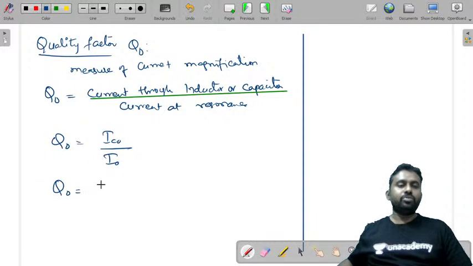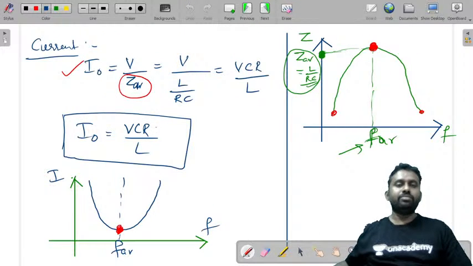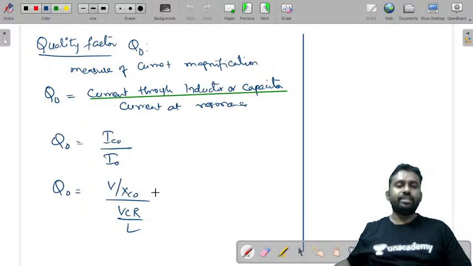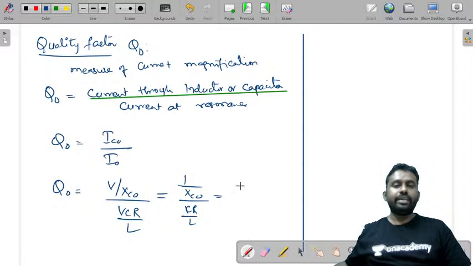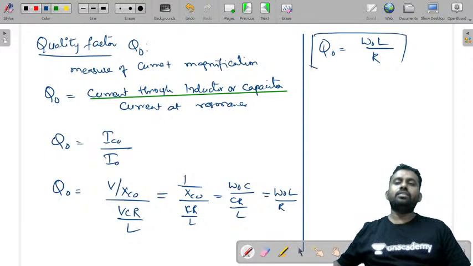So Q naught is equal to, what is the current at capacitor? V by X C naught. And what is the current under resonance? It is VCR by L. Just now we have found that VCR by L. Have substituted this here, and when you write, V and V cancelled, 1 by X C naught is equal to CR by L, and if you write this, it is omega naught C by CR by L, and furthermore you can write omega naught L by R. So Q naught is equal to omega naught L by R is the quality factor.